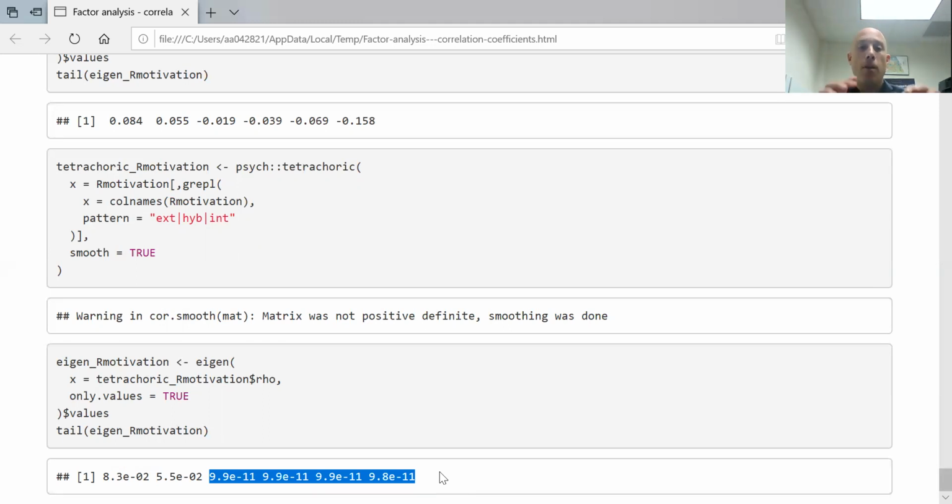All right, so the punchline of this part is after I get my correlation matrix, I want to check and see, do I have any negative eigenvalues? If I do, I want to switch my smoothing parameter to see if I can improve it.